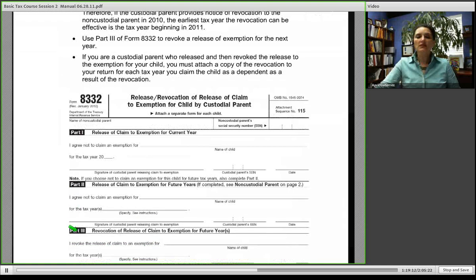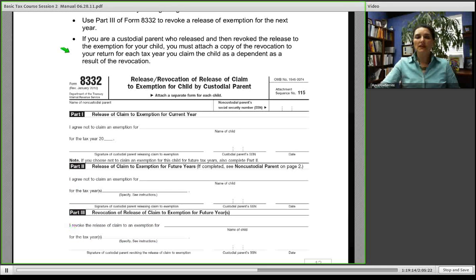And here is Form 8332. It's a pretty straightforward, simple form. It asks for the name of the non-custodial parent and the Social Security number of the non-custodial parent. Remember that this form is attached to the tax return of the non-custodial parent.